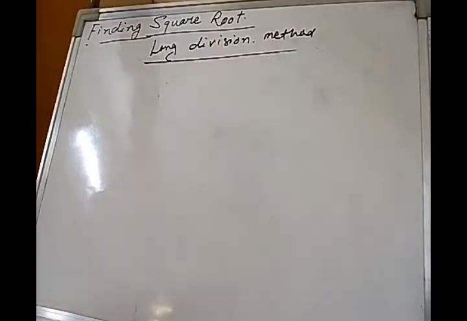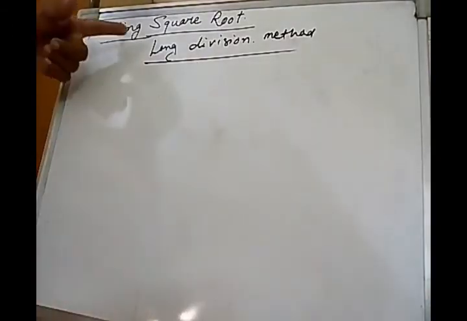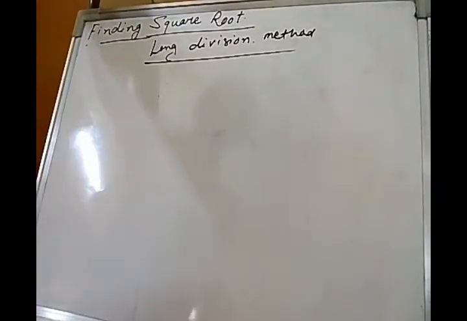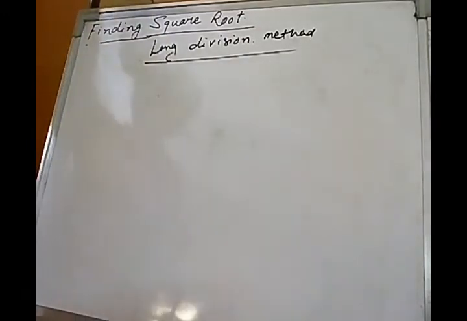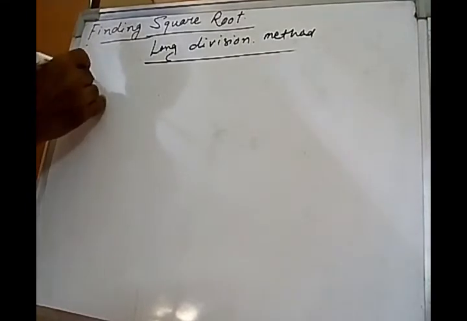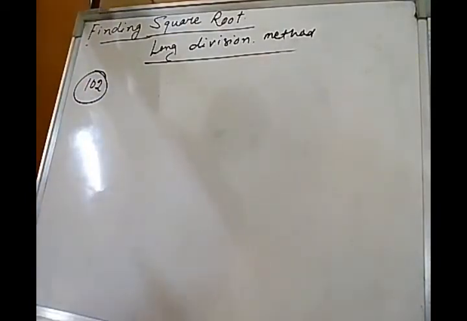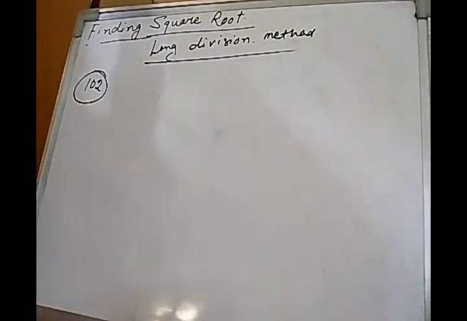So now what is the use of the long division method? The long division method can be used for finding the square root, and which number will be added and which number will be subtracted to make a square number. For example, here I am taking 102. The question is, 102 is not a square number, but which number is to be subtracted from 102 to make a square number? For that we have to use the long division method only.